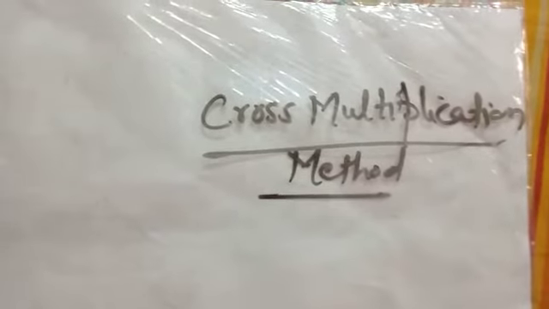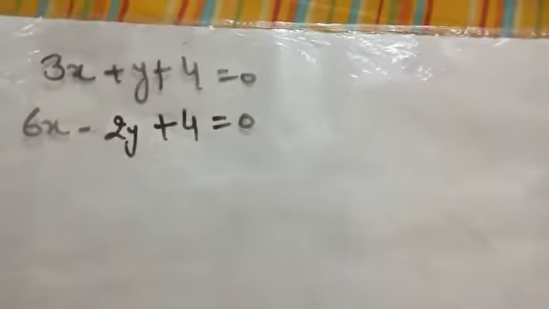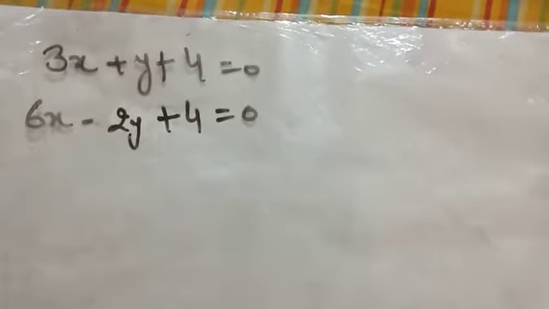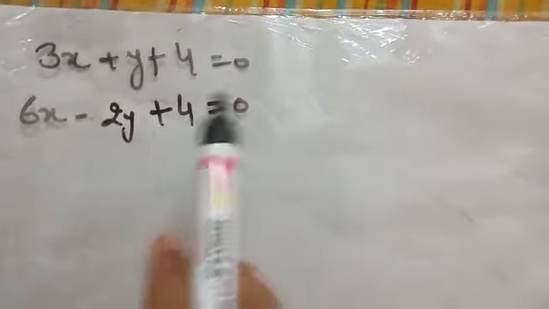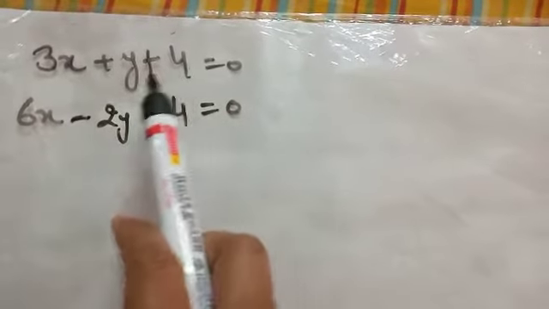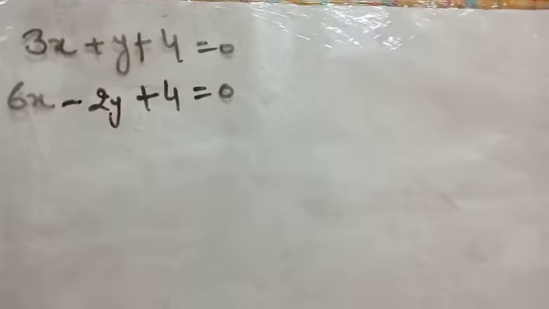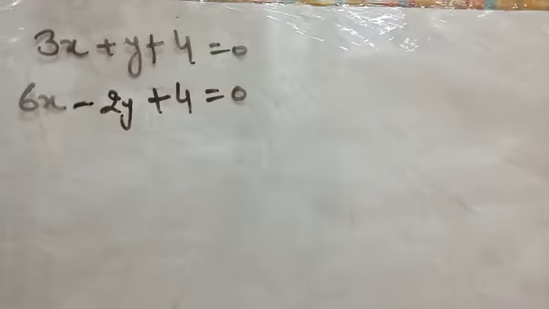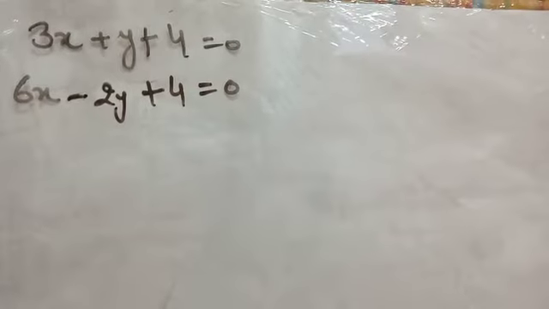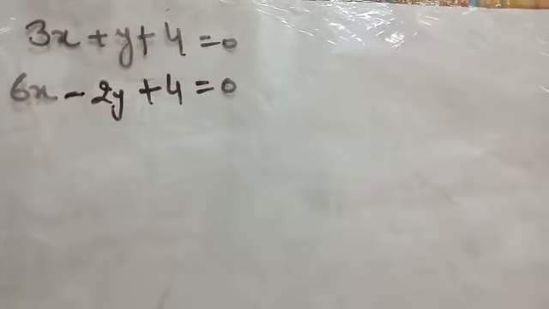In this method, we are going to learn a new method which is called the cross multiplication method. Here I have written two equations. The first one is 3x + y + 4 = 0 and the second is 6x - 2y + 4 = 0. You can see that in both equations the right hand side is equal to 0. We are going to learn this method keeping in mind that the linear equation should be in standard form, which means everything is on the left hand side and the right hand side is equal to 0.